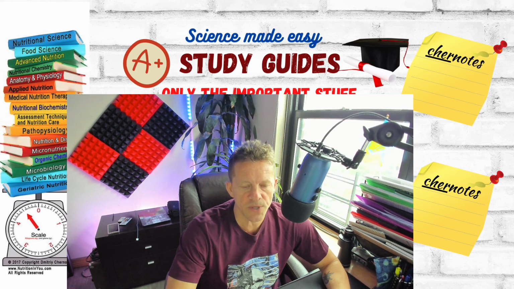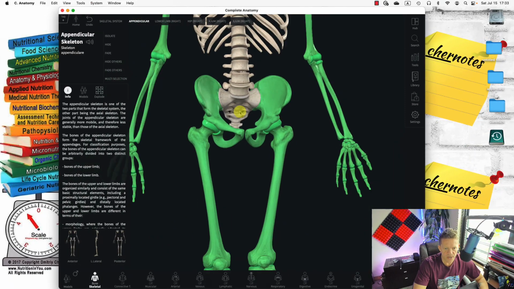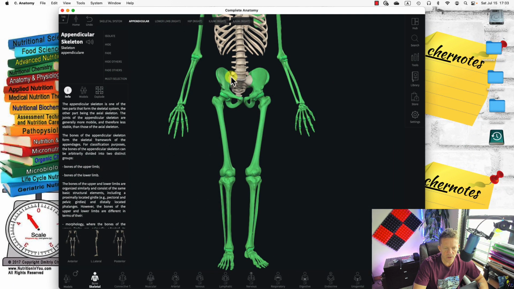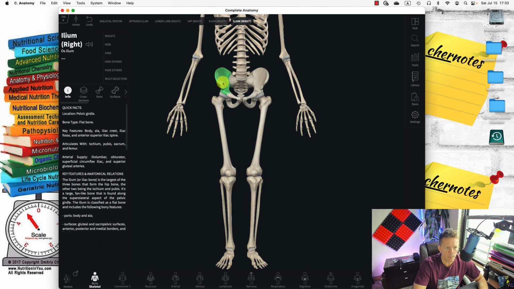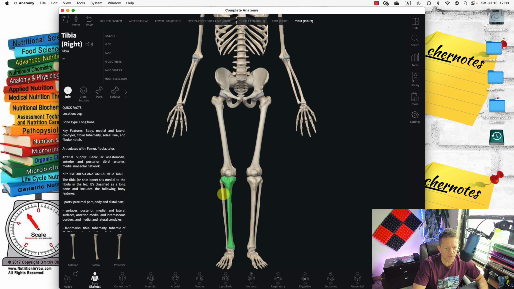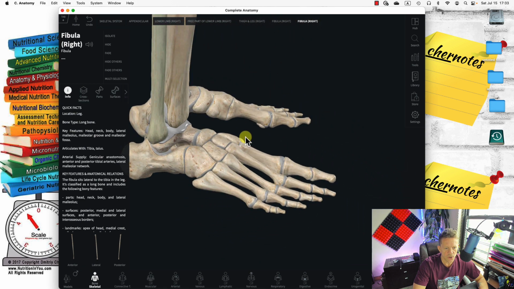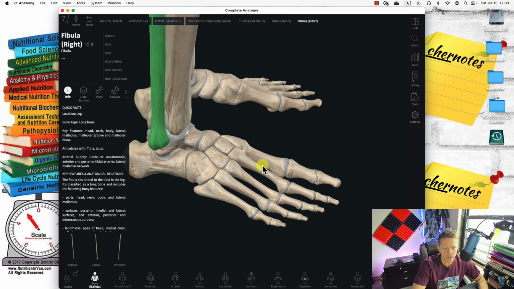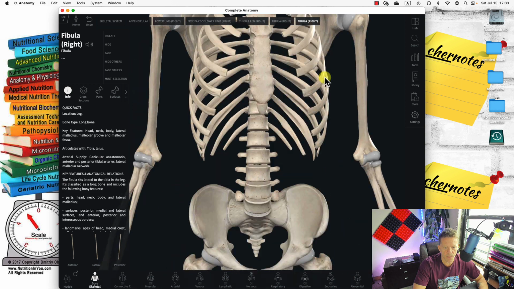Hi class. So today we're going to do the lower extremities. What is highlighted right now in green? Well, there are upper extremities and lower extremities, but the lower extremities include the hip, femur, or thigh, tibia and fibula, or leg, and the foot. The foot includes tarsals, metatarsals, and phalanges. So let's start with the hip bone.